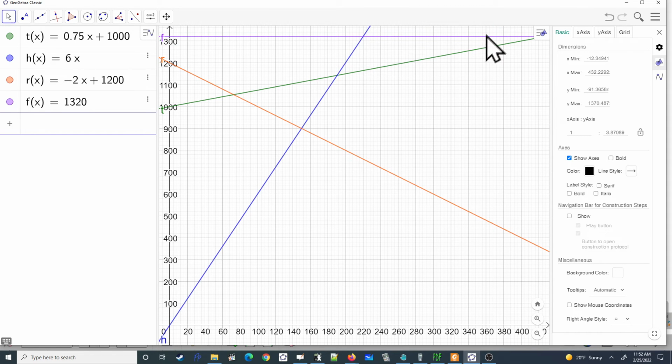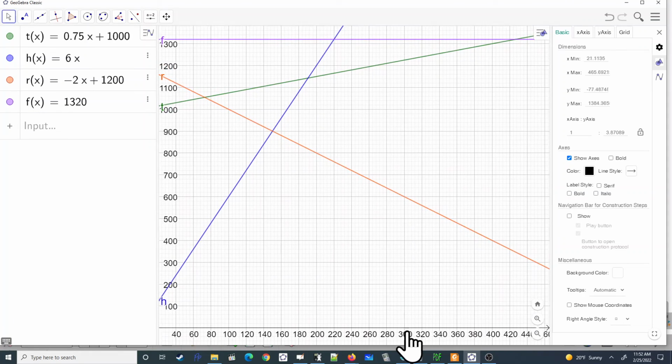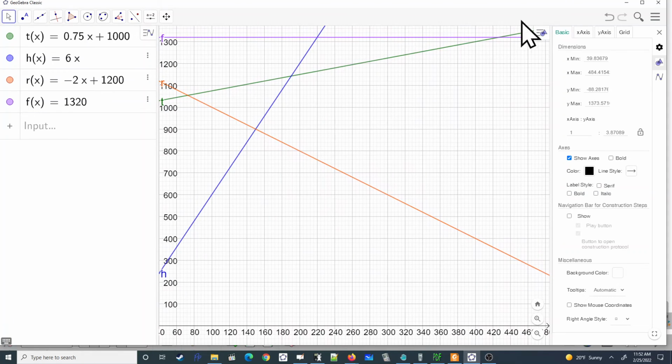Oh, look, the tortoise is going to cross the hare, but I didn't go far enough over. It's going to be way out at this time. So let's be honest, the hare is going to win this race.